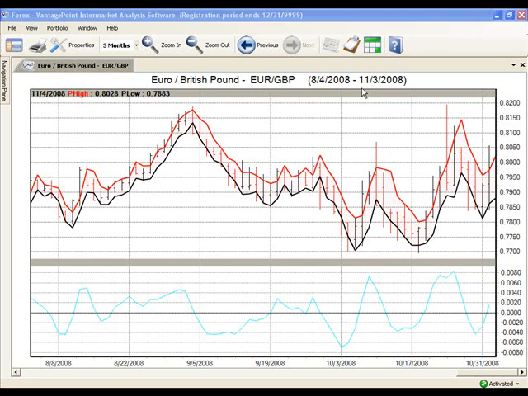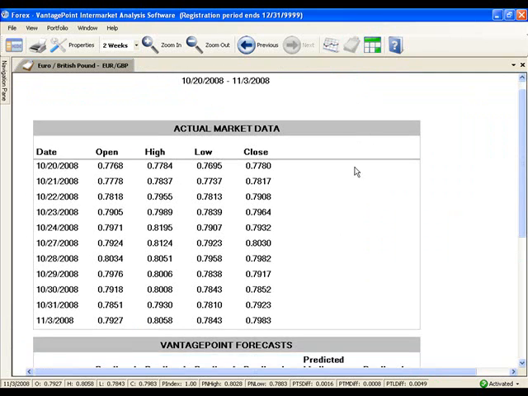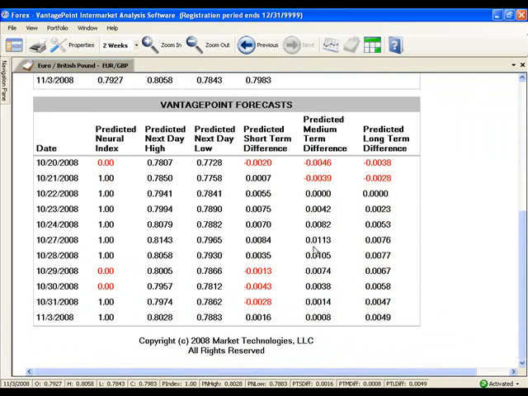Now let's click on the daily report to get an indication of where you may want to set your stops and limits. Let's say the predicted short-term difference is pointing up, as in the case with this chart. You may decide to enter a market order and then place a stop around VantagePoint's predicted low and a limit around VantagePoint's predicted high. Conversely, if the predicted short-term difference is pointed down, you may decide to enter a market order and then place a stop around VantagePoint's predicted high and a limit around VantagePoint's predicted low.